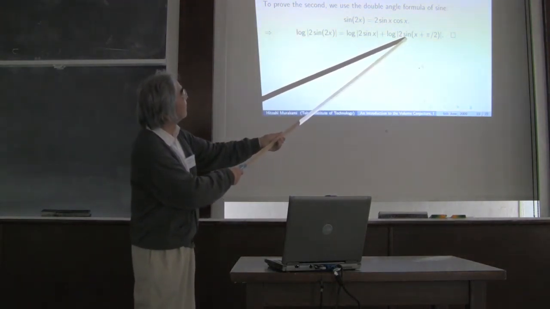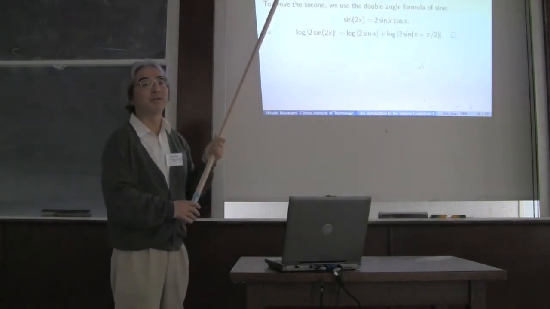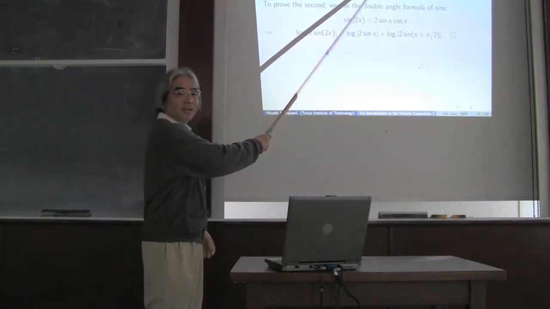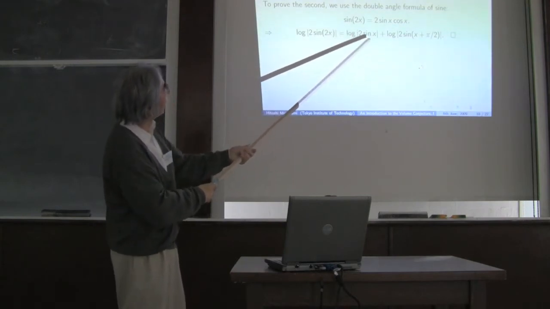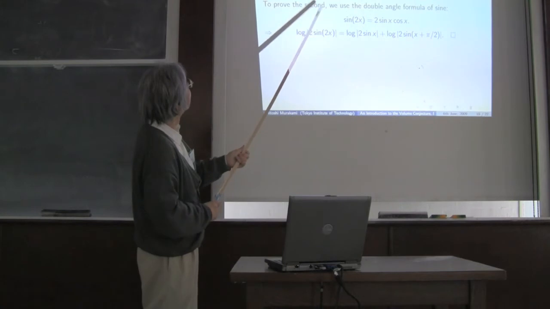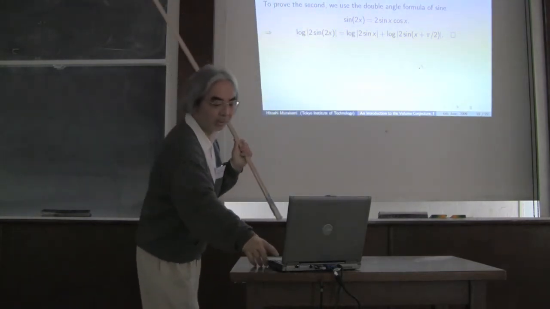And then cosine of x is plus or minus sine of x plus pi over 2, but we have an absolute value sign here, so we don't need to mind which sign we take. So we have this formula. By integrating these, we get this formula.